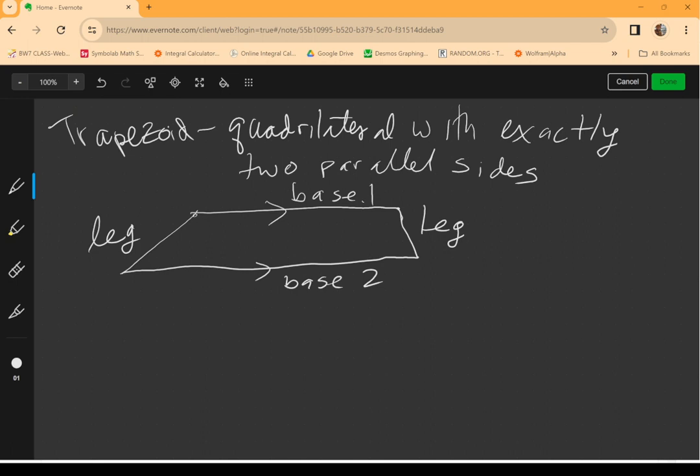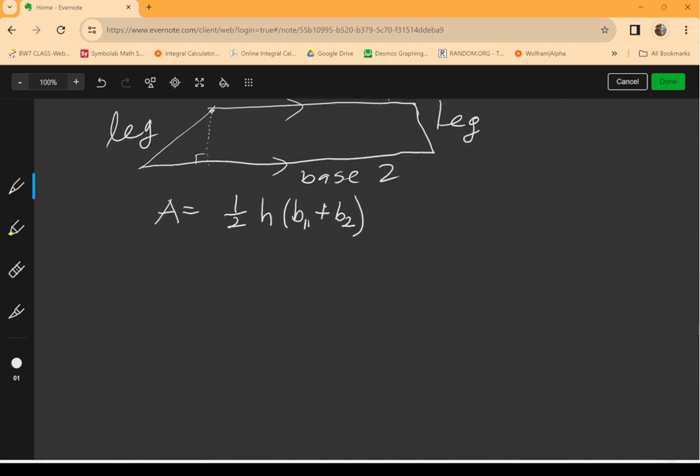Right, and the height of the trapezoid will be defined as from one of the corners of the base, dropping a perpendicular down to the other base. All right, so the area formula for this is going to be 1/2 the height, and then the sum of the bases, base 1, I'll use the abbreviation B1, plus B2. So that would be our area formula for a trapezoid, which is again a quadrilateral with exactly 2 parallel sides. Okay, let's just jump into some examples here. Let's look at our first example.